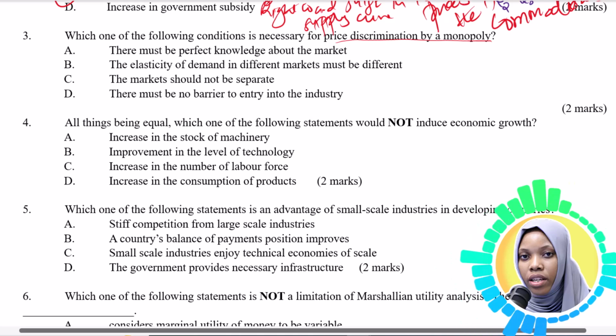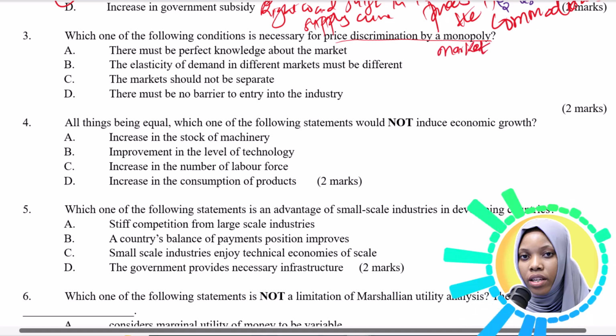I have prepared for you the conditions for price discrimination by a monopoly. Our first condition is market power. That is, a monopolist must have some degree of control over the market price. So the monopoly has to have power over the price. Market segmentation is another condition for price discrimination.